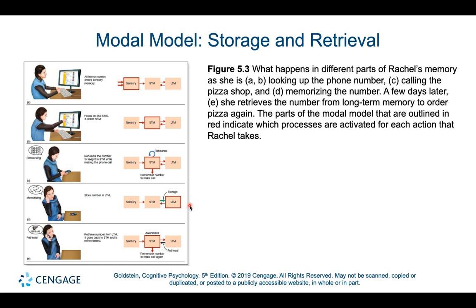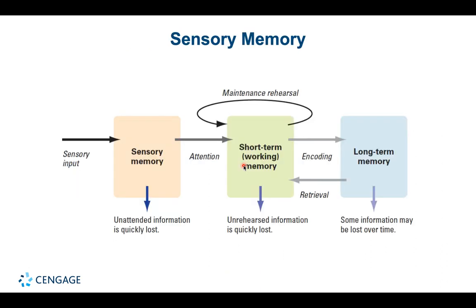So we have a few major control processes: paying attention to certain types of information, rehearsing information, storing information, retrieving information, and then using active strategies to make certain types of information more memorable. So let's start with sensory memory.